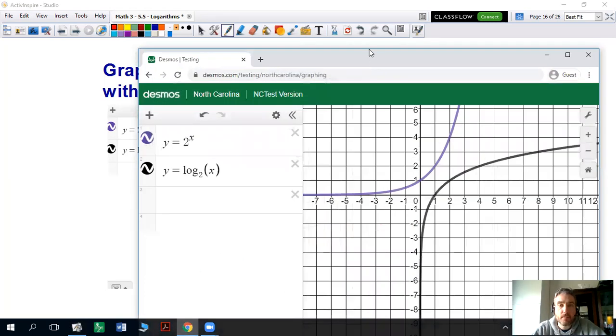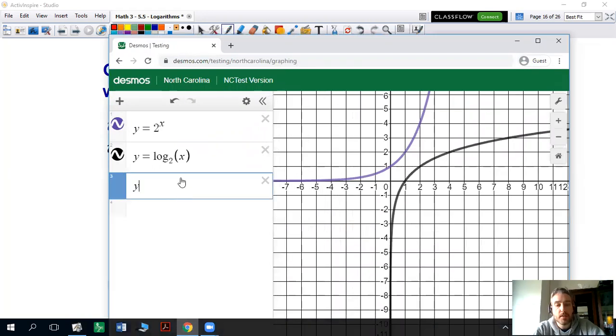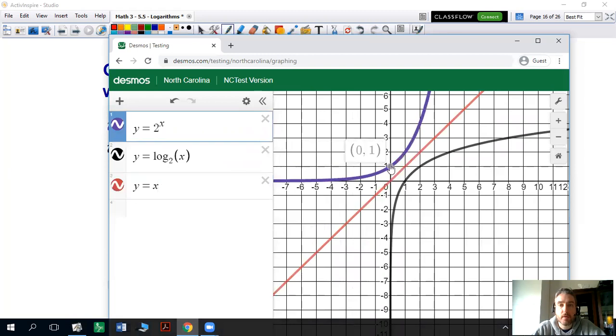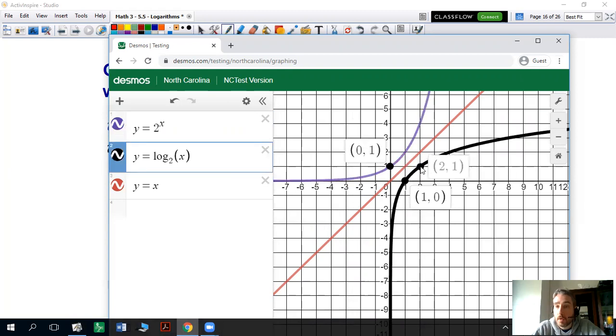It's the same graph. If I were to throw in the line y equals x, you'll see a diagonal line splitting the difference. You could even check a couple points if you drag over it: 0, 1, 1, 0, 1, 2, 2, 1. So they are going to be inverses of each other.